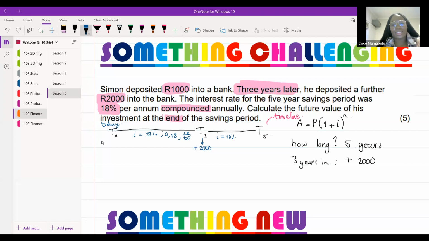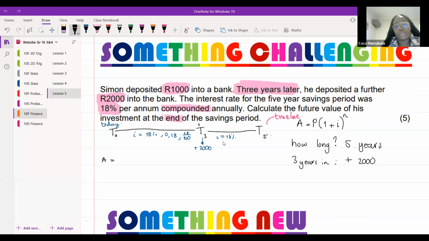So what this actually tells us is we're not doing just one calculation. How many calculations are we going to do, guys? Correct. We're going to do 2 different calculations. We're going to stop at 3, then add money, and then keep going. So let's start with the first calculation.